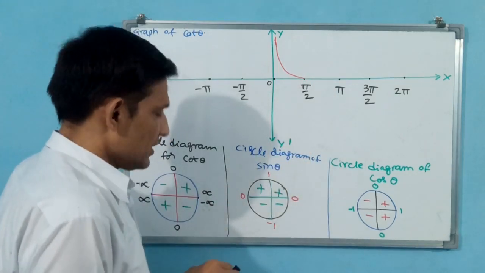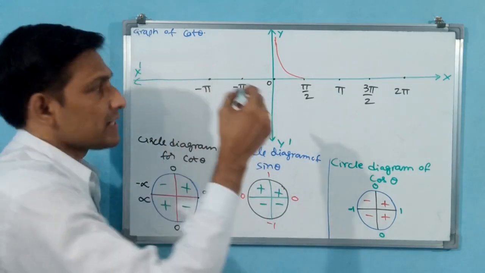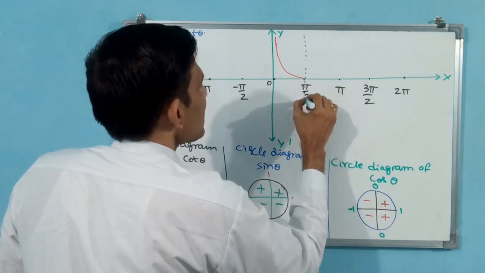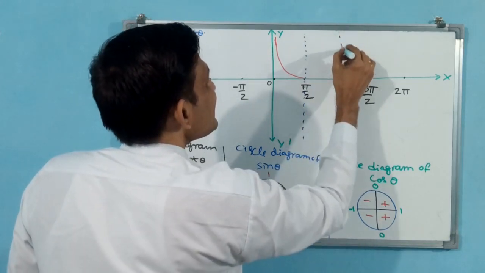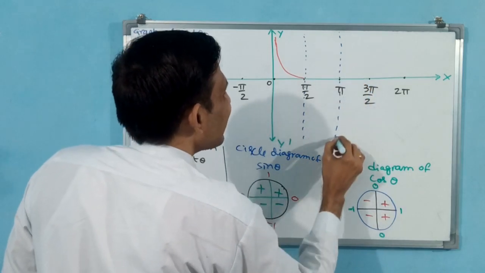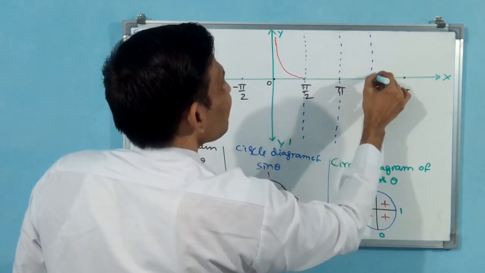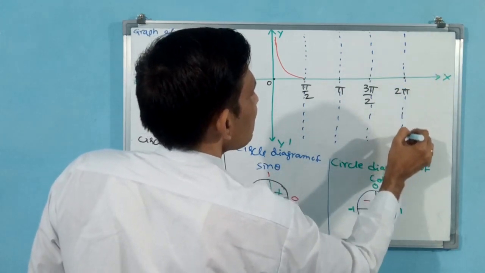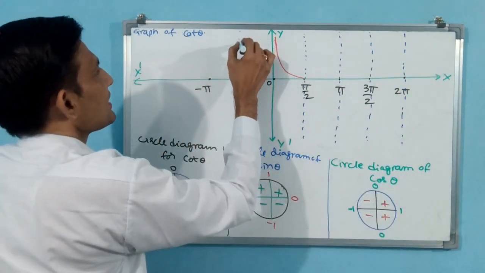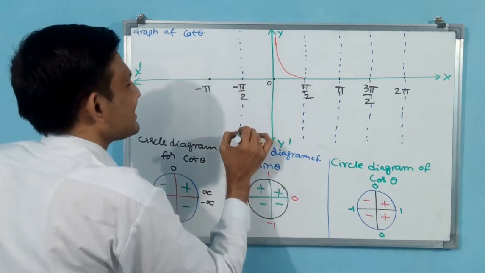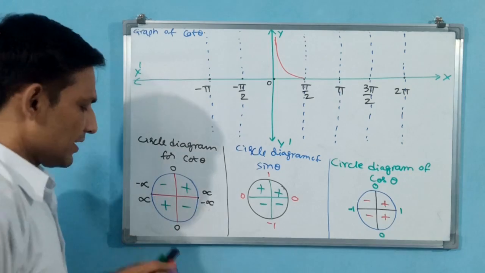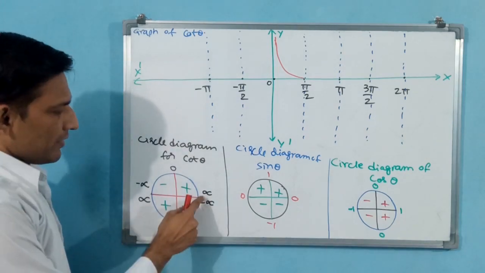What I am going to do, see here, I am going to put some vertical dotted lines, or else you are not able to understand. Why? Because these vertical lines are going to control, and even for understanding these are required. Vertical dotted lines.